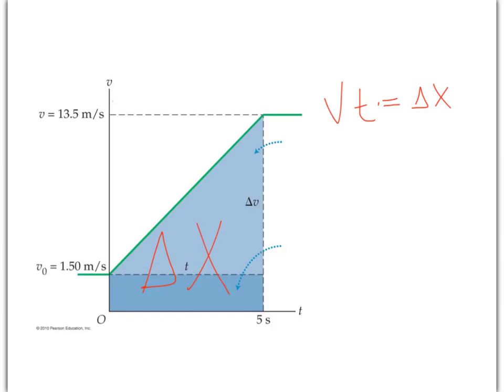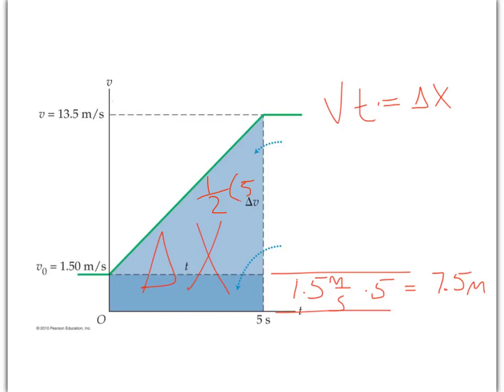You can find this box, right? It's 1.5 meters per second times 5 seconds. All right, 1.5 meters per second times 5. So that's that right there. And so that would be what is 1.5 times 5? That's 7.5, right? Meters.